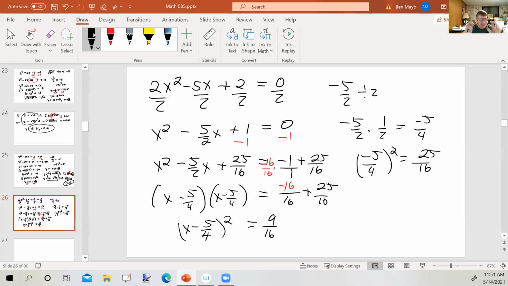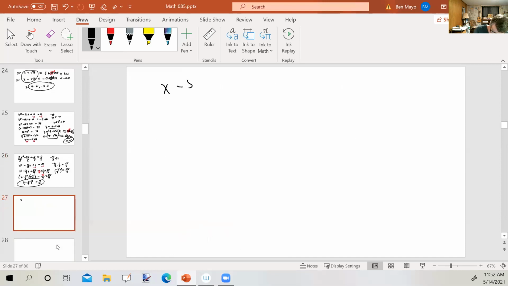We divided everybody by a, that is the leading coefficient of the squared variable term. We moved the constant over to the right side of the equation. We took the coefficient of x, -5/2, cut it in half, squared it, remember negative times negative is positive, and added it to both sides of the equation. We now have a perfect square on the left and a constant on the right. I'm going to recopy it on the next page. x minus 5/4 squared equals 9/16. So I now have completed the square.